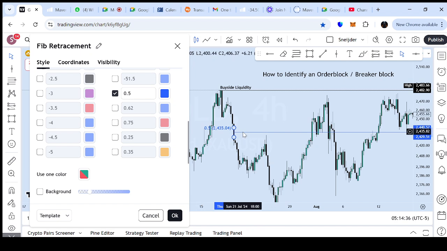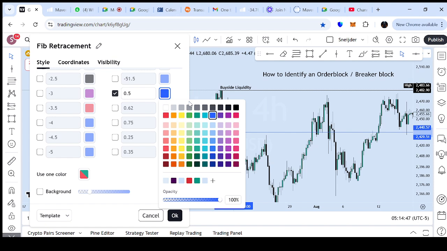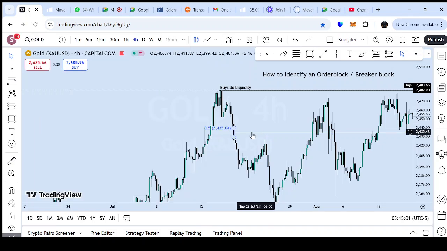Yeah, this line here is our 50% for this inefficiency, which is this 50%, 0.5. You can come here and change the color of the line. You can see it's changing. You can change it to blue. You can change it to black. Any color that you prefer. I prefer using blue for the 50%.